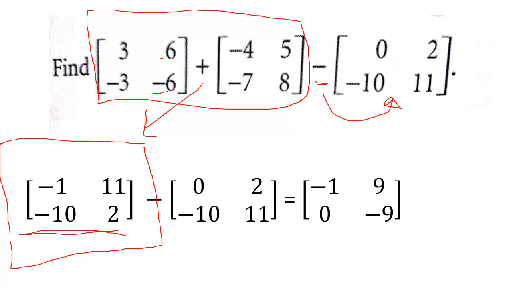So we found the result of the addition between the first two matrices. So we're gonna make minus the third one, so minus 0, negative 10, 2, 11. So negative 1 minus 0, negative 1. Negative 10 minus negative 10, so minus minus positive, so negative 10 plus 10, 0. 11 minus 2, so it's gonna be 9, and 2 minus 11 gonna be negative 9. So the addition and subtraction is very easy between matrices, but you have to make sure they have the same size. So thank you guys, and stay safe.